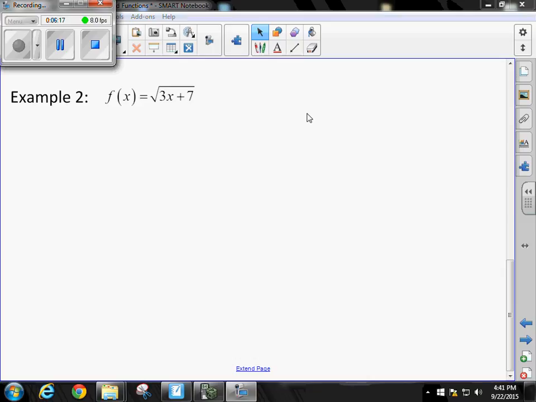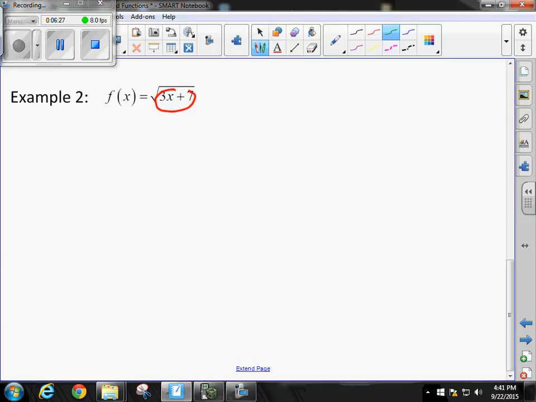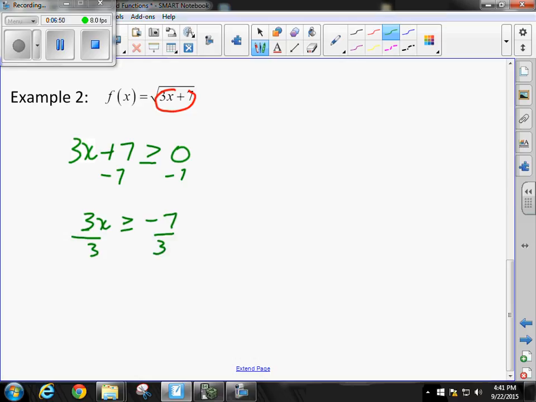Our next example, you see we have f of x is equal to the square root of 3x plus 7. So what's underneath that radical, the 3x plus 7, has to turn out to be greater than or equal to 0 because we don't want to have a negative under the radical. So it has to be 0 or bigger to keep from having a negative under the radical. So we're going to subtract 7 from both sides. That'll give us 3x is greater than or equal to negative 7. And then we'll divide by 3, and we'll have x is greater than or equal to negative 7/3.